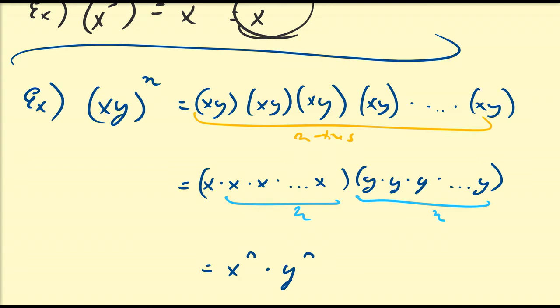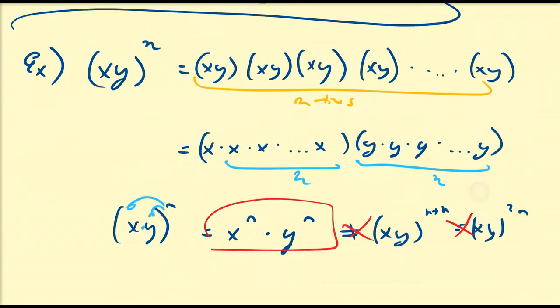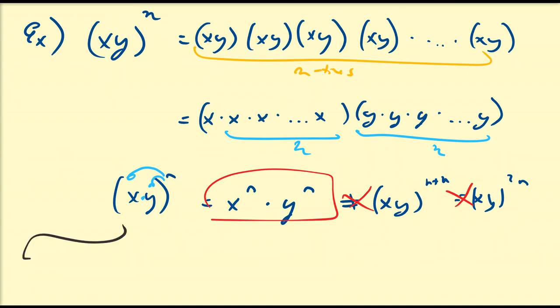And remember, we cannot combine these and say this is xy to the power of n plus n, which is xy to the 2n. No, that's not right. So what exactly are we doing here? If you have multiplication between two variables, pretty much what we're doing is we're distributing this n to each of the terms in the middle, right?